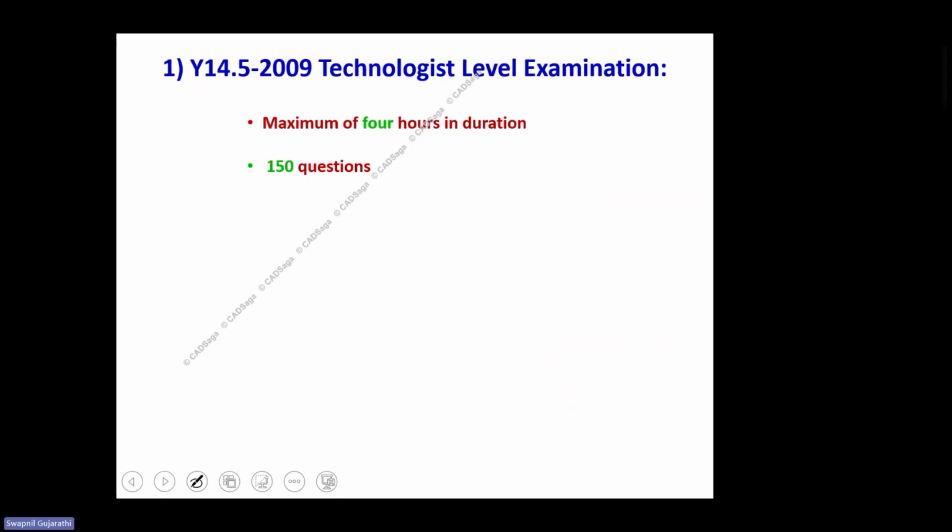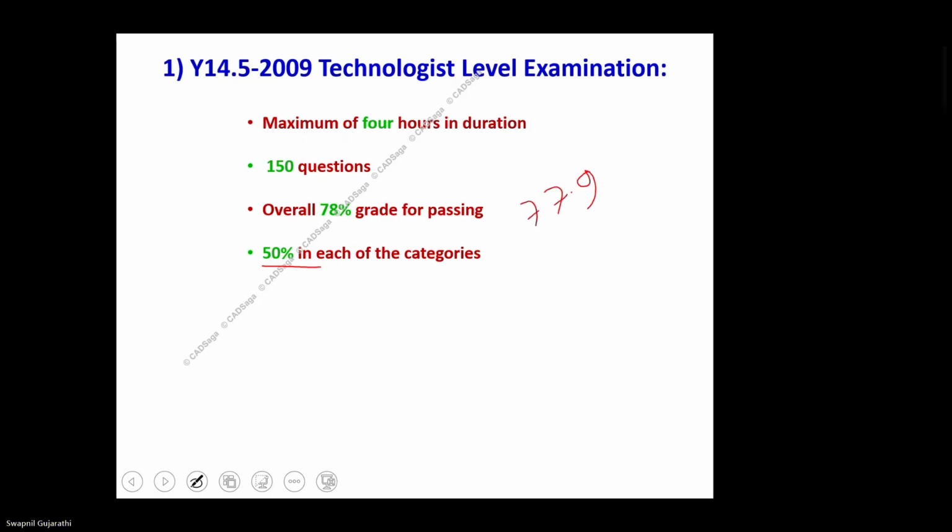Now, in this technologist level exam, the maximum duration is 4 hours, and 150 questions will be there. Overall, you need to score a 78% grade. And in each category, you should have at least 50% marks. So as I told you, for general tolerancing or symbology, a 50% score is compulsory in each category. But overall, the passing criterion is 78. If somebody scored 77.9, he will fail.